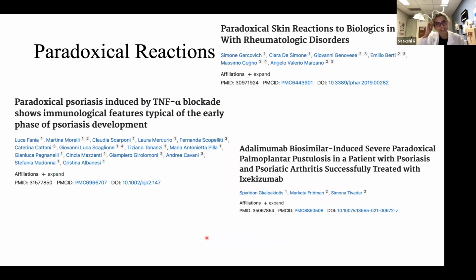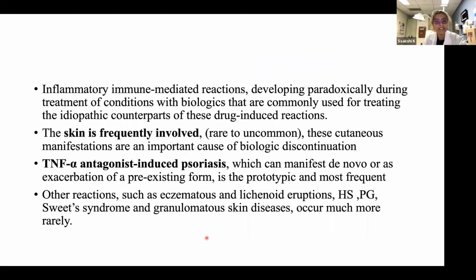There's enough published data that talks about paradoxical reactions to biologics that are being used to treat IBD. And these are the very same biologics that are approved to treat that paradoxical psoriasis reaction that happens. So, it kind of is like, oh, what's going on here? So basically, what paradoxical skin reactions means is that these patients who have inflammatory bowel disease develop an immune-mediated and inflammatory skin reaction that develops paradoxically during the treatment of their underlying IBD with biologics that are used to treat the idiopathic counterparts of this drug-induced reaction.